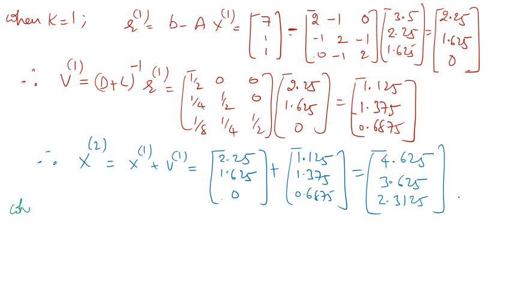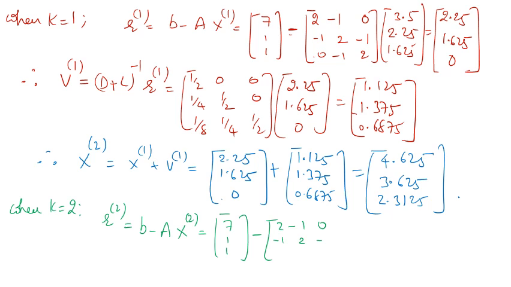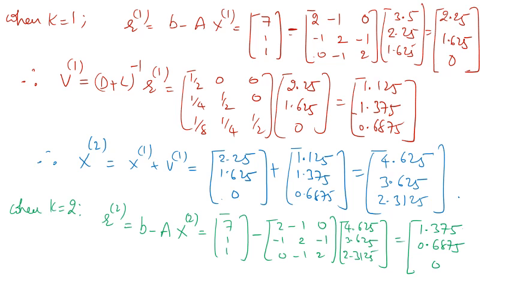Next, the third iteration, final, when k equals 2, r2. R2 is b minus A x2. You substitute all the values; directly I am giving the R2 value. Substitute the b matrix [7, 11, 1] minus matrix A, [2, -1, 0; -1, 2, -1; 0, -1, 2], and x2 is 4.625, 3.625, 2.3125. This gives the R2 value as 1.375, 0.6875 and 0. R2 is over.